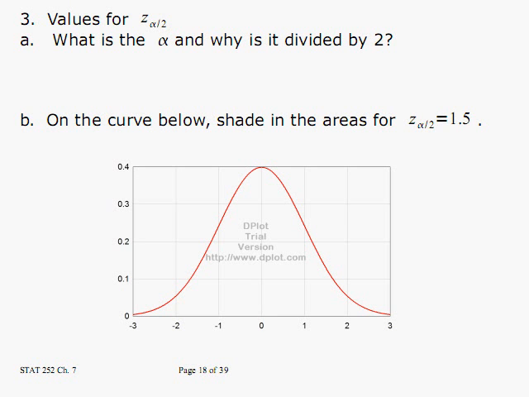So we start here with the homework, looking at z alpha over 2. What is alpha, and why is it divided by 2? Alpha is the area under the bell-shaped curve that's being rejected. And you divide it by 2 because that rejected area appears in the two tails. So on this curve below, shade the areas for z alpha over 2 is 1.5. Well, here will be your 1.5, right? You can do a better job than that, I'm sure. And negative 1.5 is right here. And these are the shaded areas. These are the values you're excluding. You're only looking between this and that, and this would be your confidence level, and here are the rejected tails.